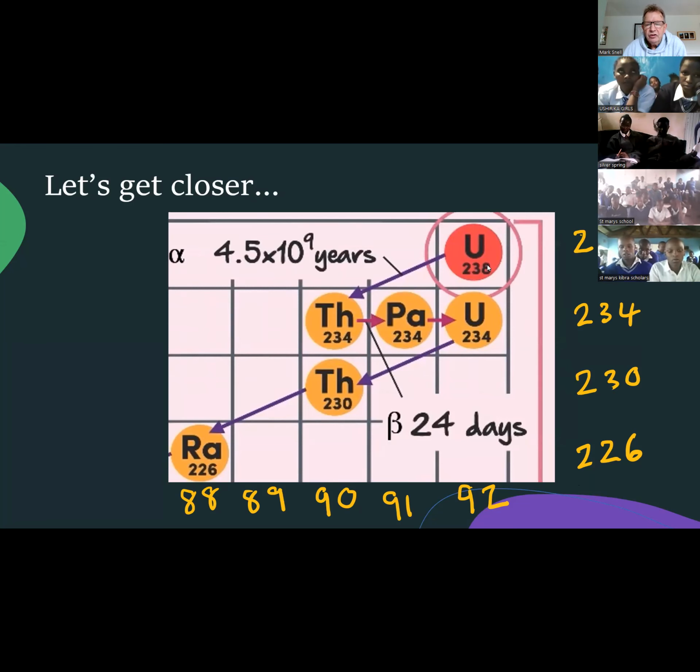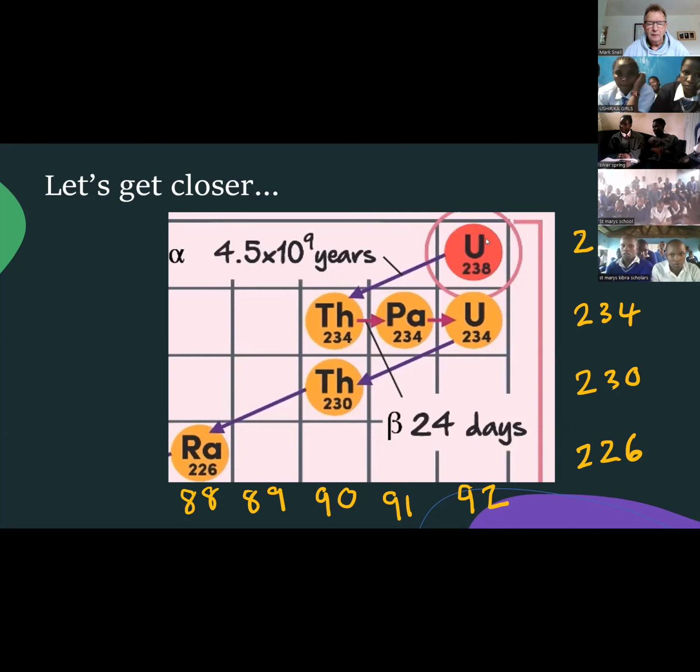So to go from uranium-238 to thorium-234, the mass has gone down by 4. And if we look at what has happened to the atomic number, it has gone from 92 in this column to 91 and 90. So the proton number has gone down by 2, okay? It's gone down from 92 to 90. Now, that means that it has lost something which is 4 at the top and 2 at the bottom.